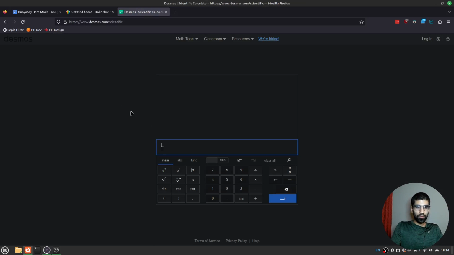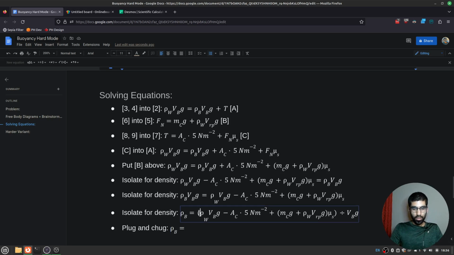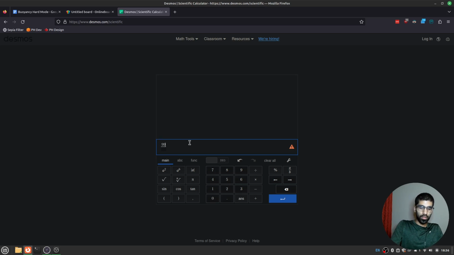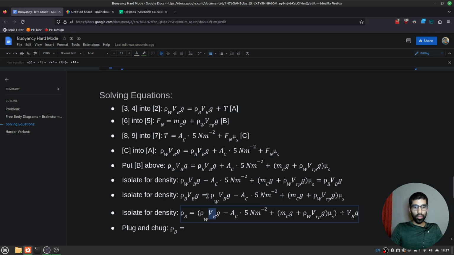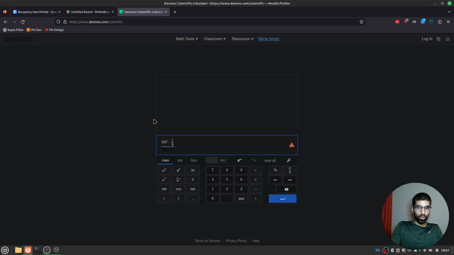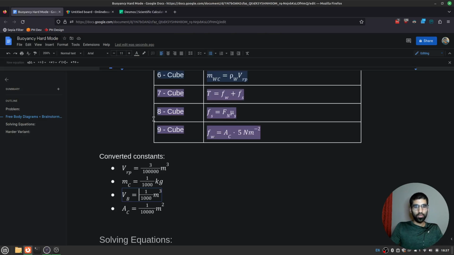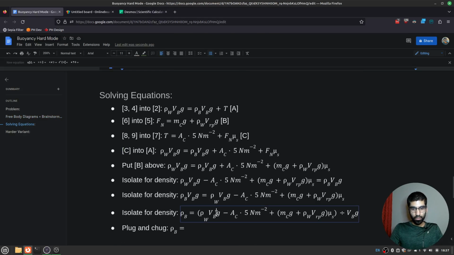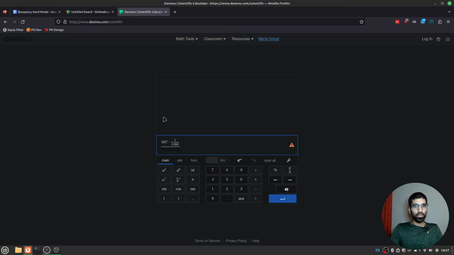So we have exactly what? So we have the density of the water times the volume of the buoy. So the density of water is 997 kilograms per cubic meter. We have the volume of the buoy, which we said was 1/1,000 of a cubic meter. So 1/1,000. What else do we have? Multiplied by the gravitational constant, so times 9.81.